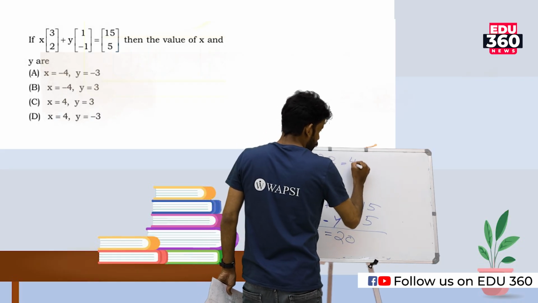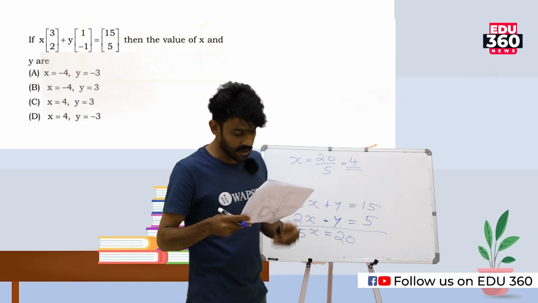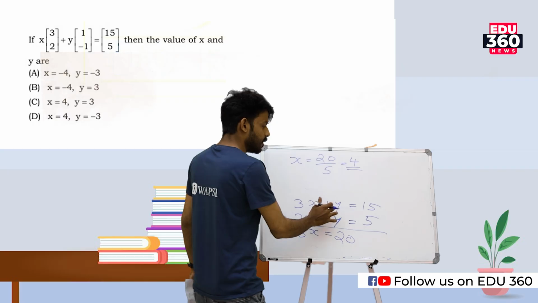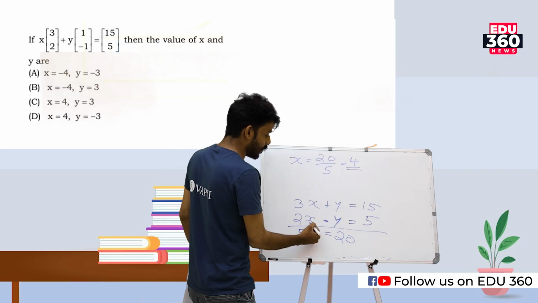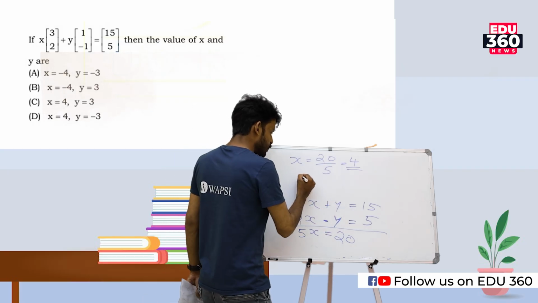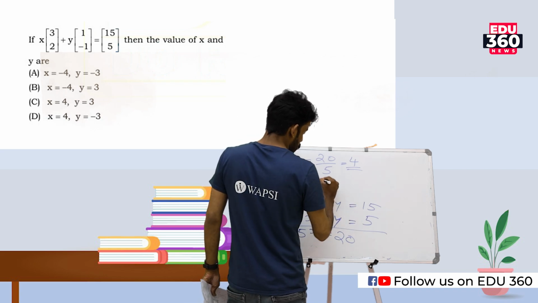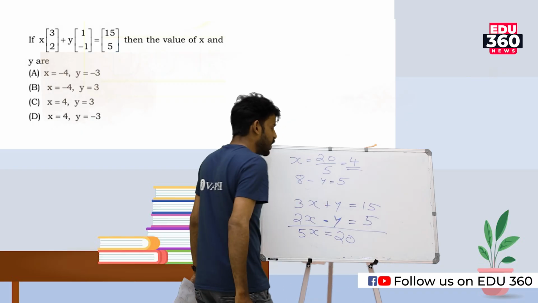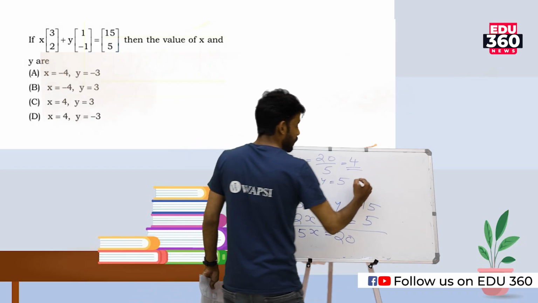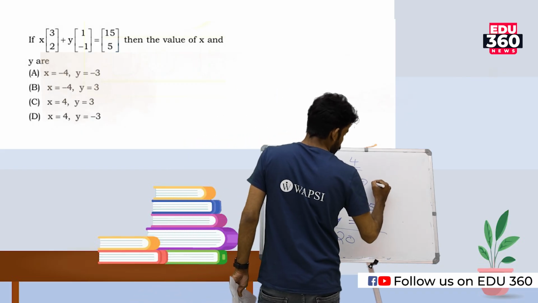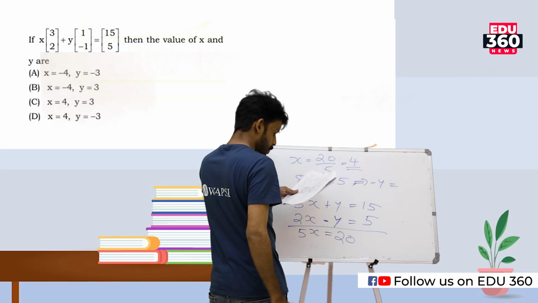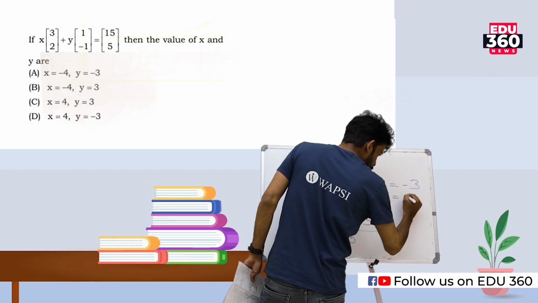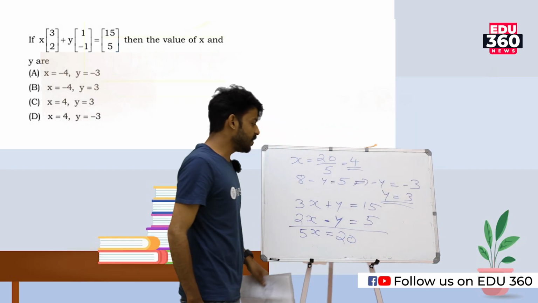The answer is 4. So the value of x is equal to 4. Similarly, what is the value of y? Just substitute the value of x here or anywhere. So I'm going to substitute the value of x here. So 8 minus y is equal to 5, which implies minus y is equal to minus 3. So from this we can write y is equal to 3.